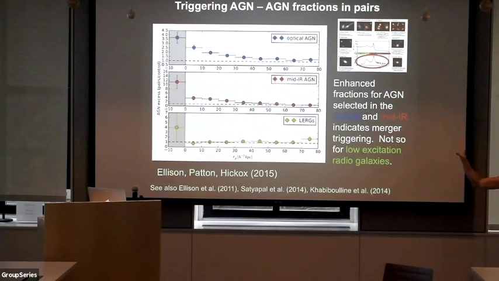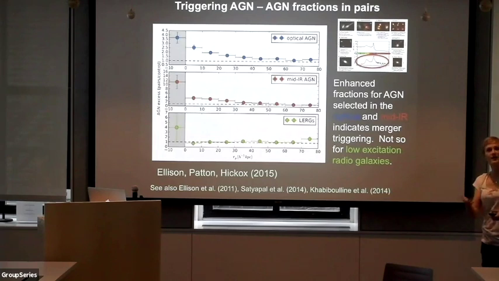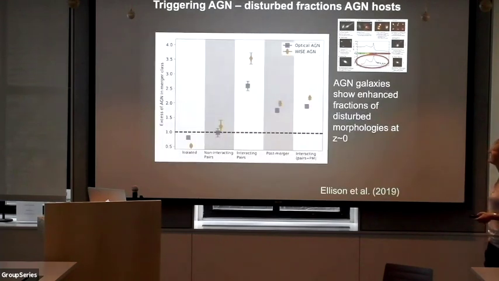So this is the first test you can do. Start with mergers, count your AGN. But you can invert that experiment as well, and you can start with an AGN sample and then see how frequently your AGN are in disturbed host galaxies.